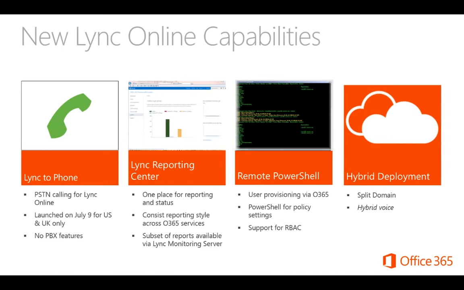A hybrid voice also requires an on-premises Link server. The users live up on the Link Online server, and then the Link Online voice feature set is available for all users. However, you can still do some of the integration on premises if you have a PBX or you need to work with your public switched telephone network.